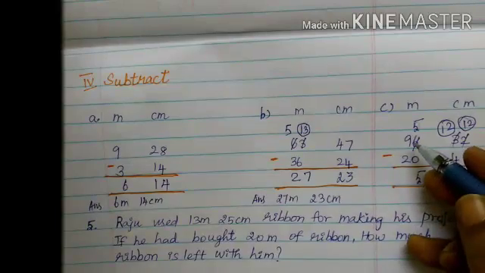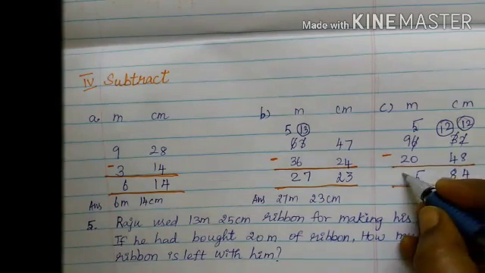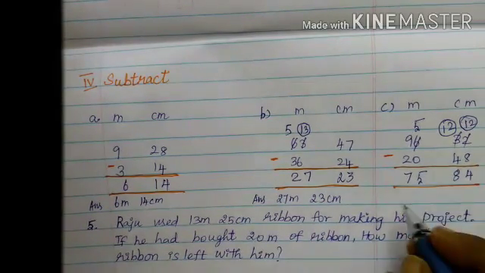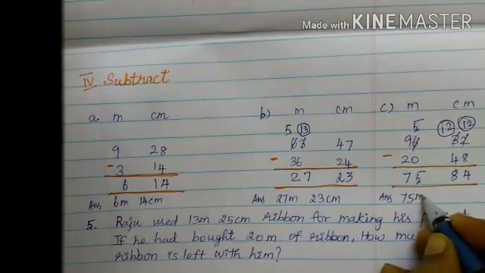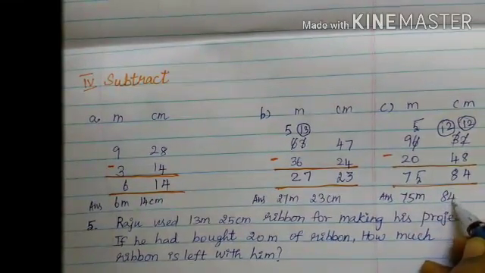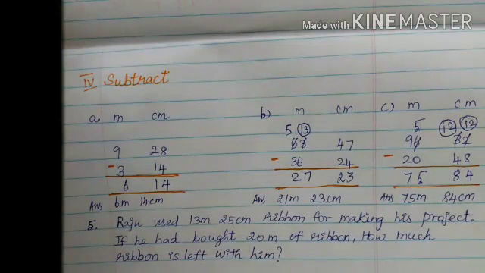The next one, 9 subtract 2 is 7. Now the answer is 75 meter 84 centimeter. Okay children, you understand this concept. Before that, the exercises given were 4.1, 4.2, 4.3, 4.4. These 4 exercises are completed. Now exercise 4.5.